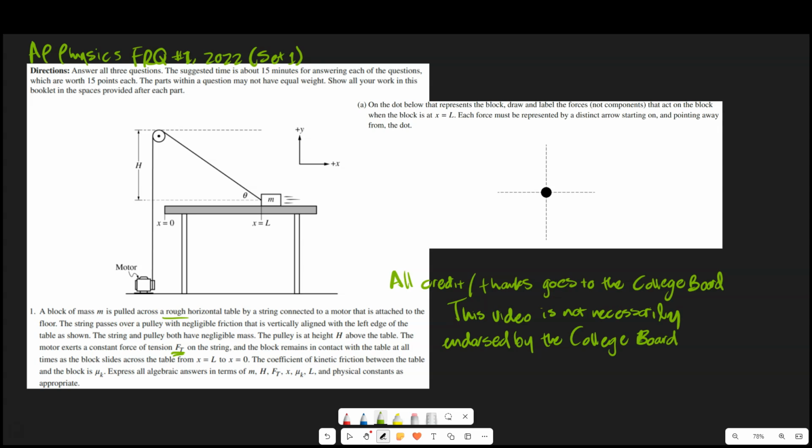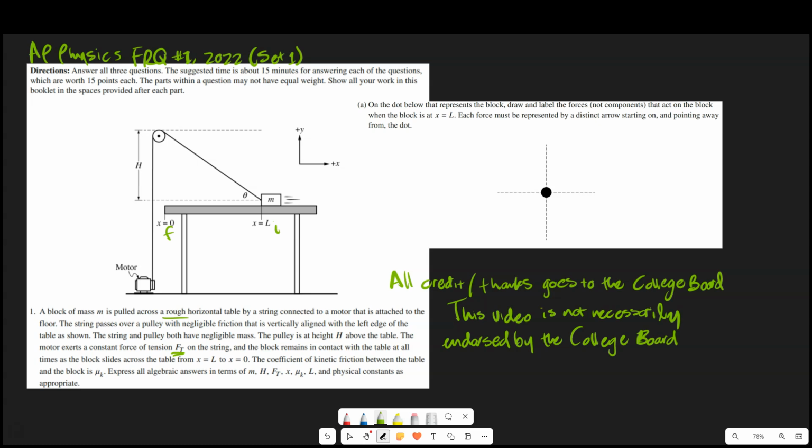So why do I talk about that? Because I think you should be thinking the same things as you read through this problem. So I'm going to do my best to model exactly how to tackle this problem as you go through it. So it says force of tension Ft on the string, and the block remains in contact with the table at all times as the block slides across the table from x equals L. So this is our initial position right here, to x equals 0. That's a little bit off, and I'm going to point that out now, and I'll come back to this at the end of this lesson because our final position here is going to be x equals 0. That may throw you off a little bit, so just be careful with that.